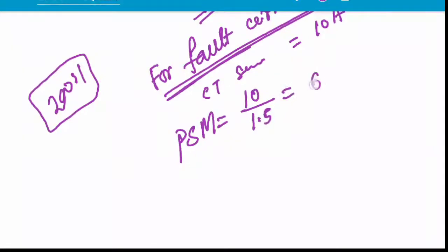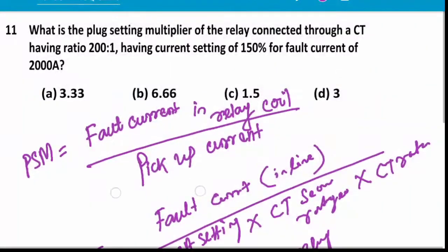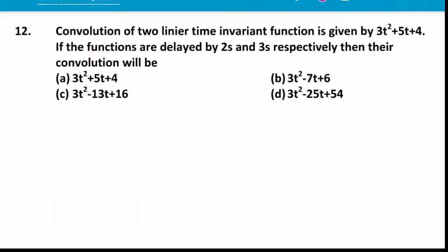This will be equal to 6.67. So the clock setting multiplier will be 6.67. So the answer is option B, 6.66. Next question, question number 12.